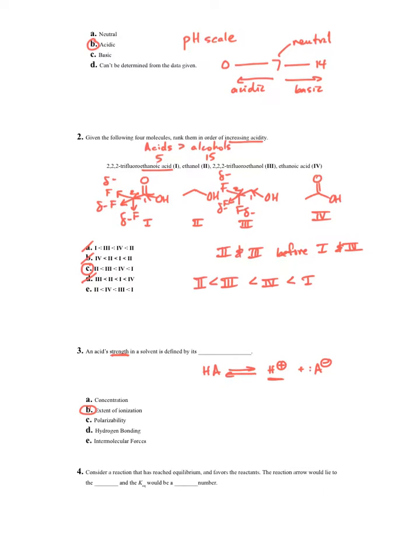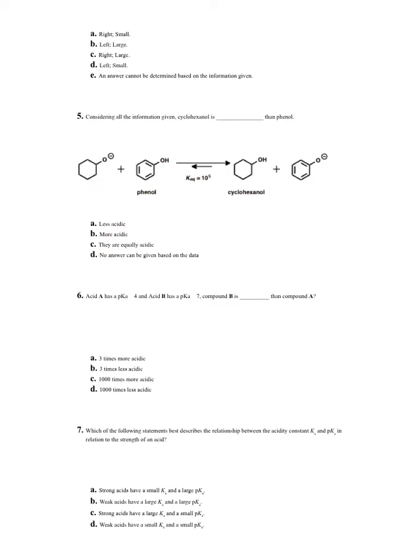Question 4, consider a reaction that has reached equilibrium and favors the reactants. So the choices show up on the next page here. The reaction arrow would lie to the blank, and the Keq would be a blank number. So let's go ahead and write down an equation and look at these choices. So let's consider the following reaction: A plus B going to C plus D. And the question states that the reactants are favored. So meaning at equilibrium, the arrows would look like that. So we're favoring A plus B.